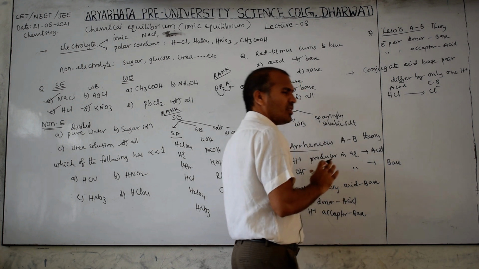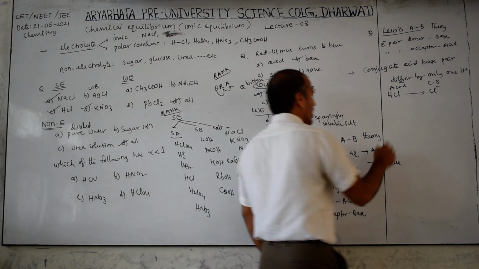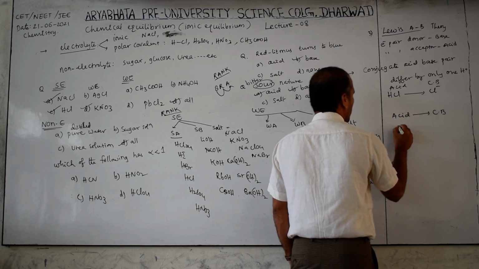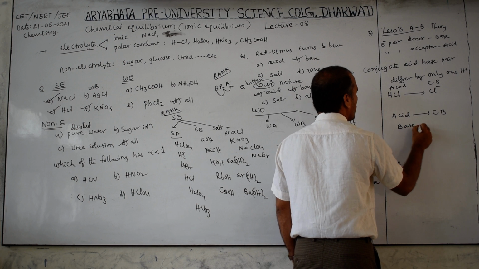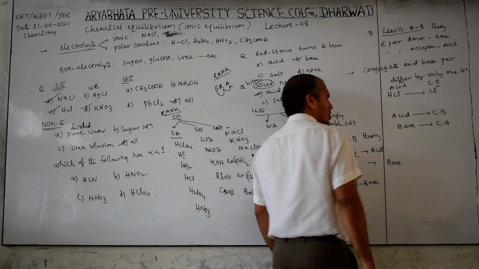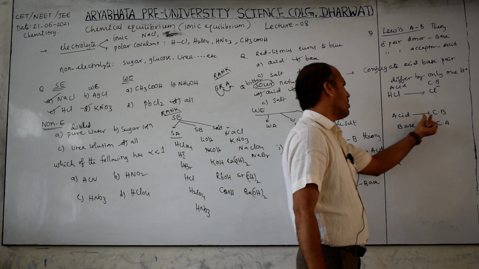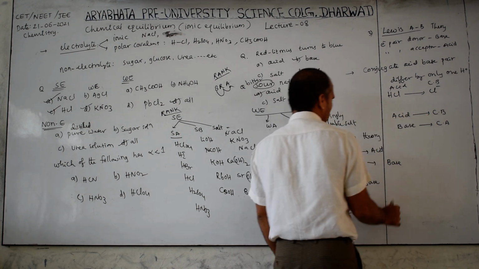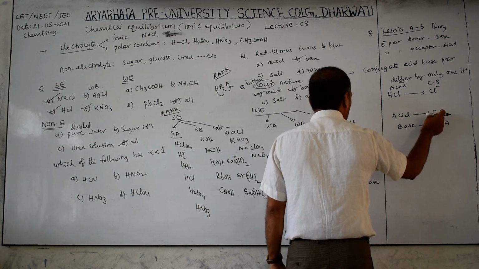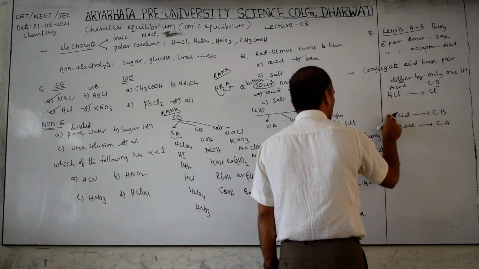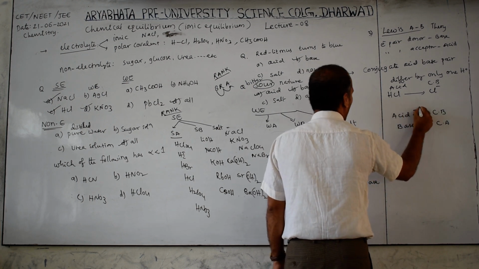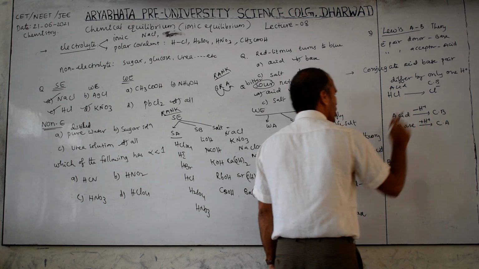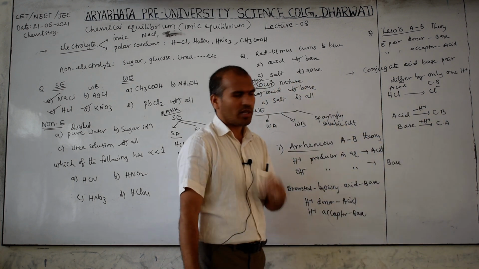If it is a strong acid, it gives a weak base. Similarly, keep in mind, acid gives conjugate base and base gives conjugate acid. So what is the difference between these? Only one proton. To this conjugate base, if you add H plus, then you get the acid. Remove H plus, then you get the conjugate base. Add H plus, then you get the conjugate acid. So this is also very important.